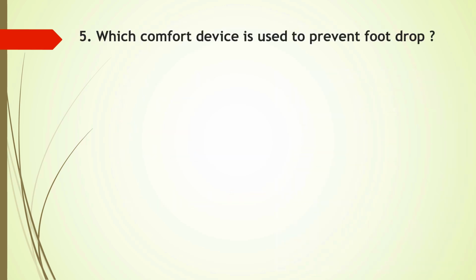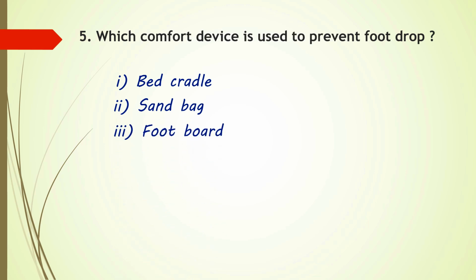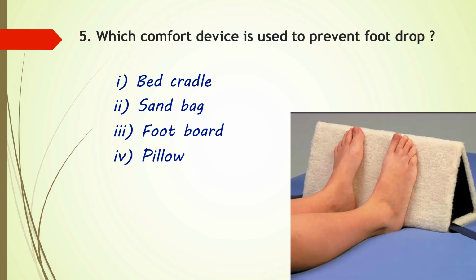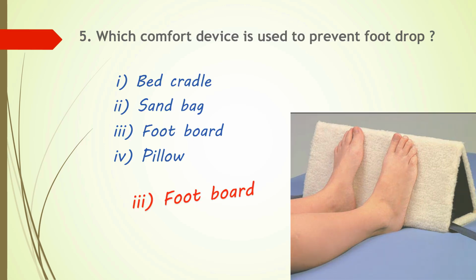Question number 5. Which comfort device is used to prevent foot drop? Options are bed cradle, sandbag, footboard, or option 4 pillow. Option 3 footboard is a supportive device placed at the end of a bed for patients with foot drop to keep the feet in a neutral position at 90 degree. So here option 3 is the correct answer.